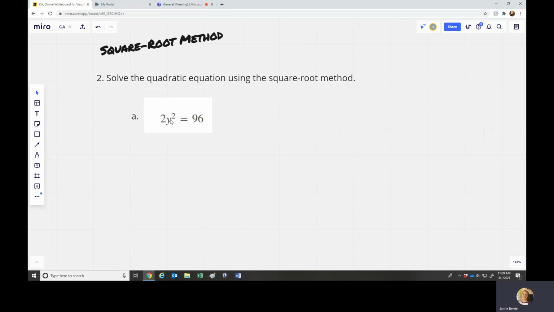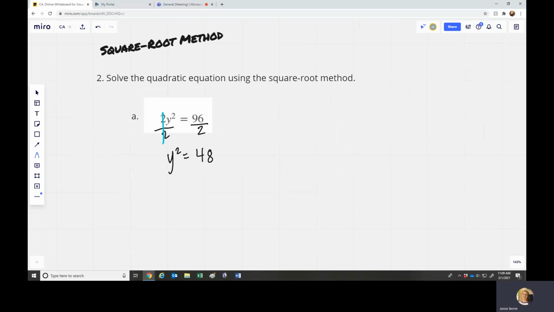So we have 2y squared equals 96. I need my squared term to be by itself, so I want to get rid of that 2. So divide both sides by 2. It's going to cancel out on the left. All right, so what's that going to be? I feel like it's 43, but let me check. No, it is 48. Good thing I checked. All right, so we have y squared equals 48.